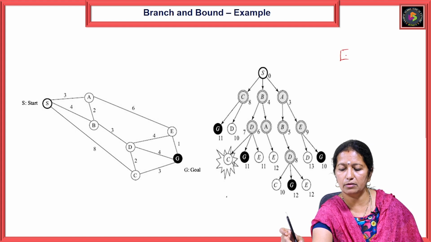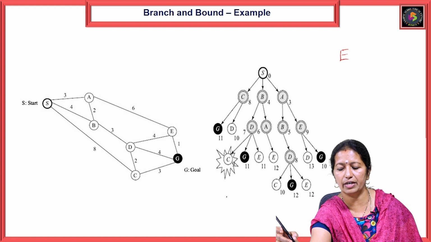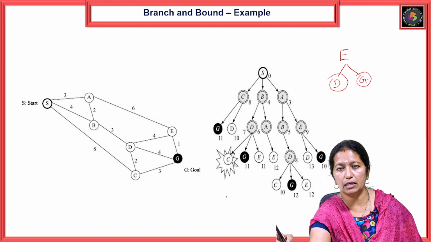Now I'll be trying to travel source to A to E. Again we find one more goal state. From E I am getting D and G. Try to explore more and compare the values at the same time, more or less whatever you are getting. At some point you will find that okay, this is where I got the lesser value. That lesser value will be your final solution.